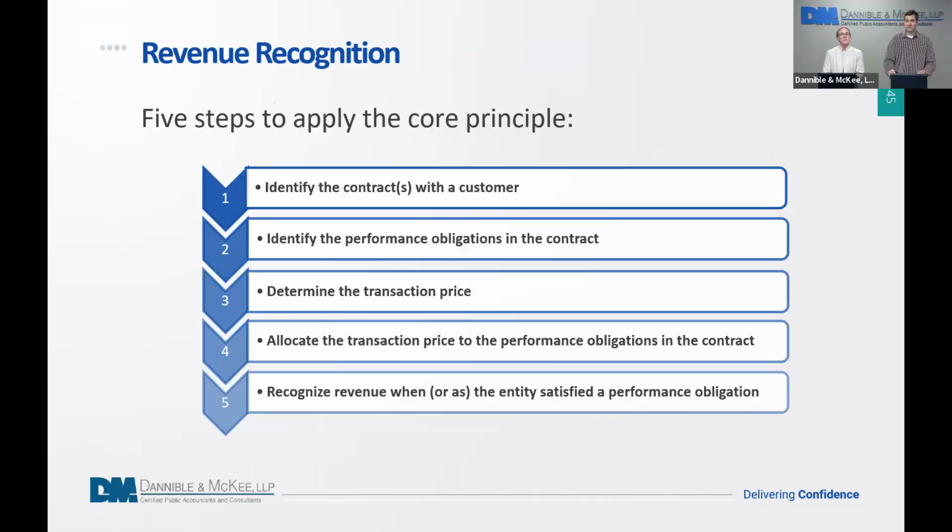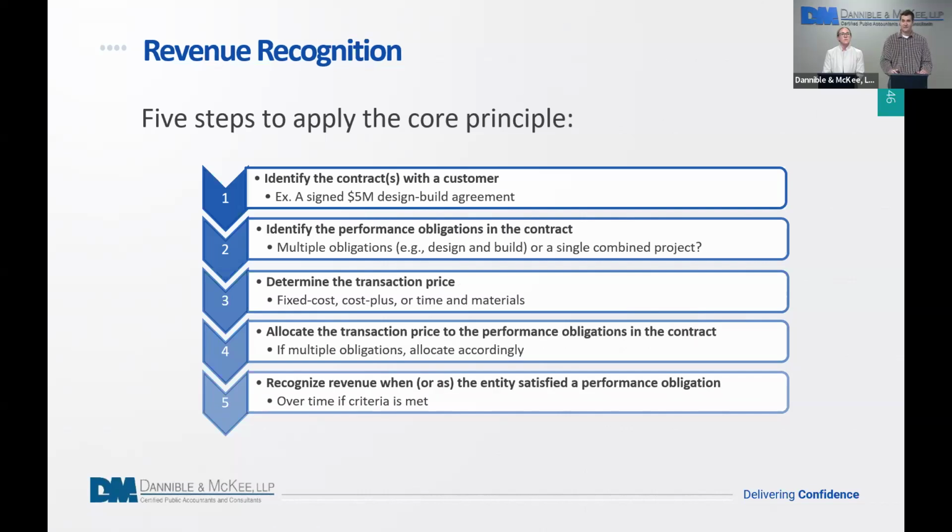So here are the 5 steps used to apply the core principle. First, you have to identify the existence of a contract. Is there a contract with a customer? Step 1, the answer to that is yes. Then identify the performance obligations in the contract. Are there multiple performance obligations? Is it design work and build work, or is it just one item that you're doing? You want to determine the transaction price, allocate the transaction price to the performance obligations, and then recognize revenue when or as your company satisfies those performance obligations. I'll go through this in an example on this next slide.